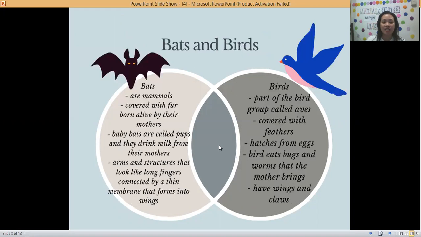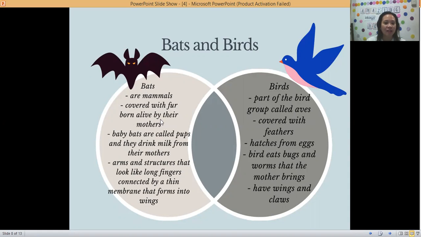Next animals, bats and birds. Bats are mammals, while the birds are part of the group called aves. Bats are covered with fur, birds are covered with feathers.